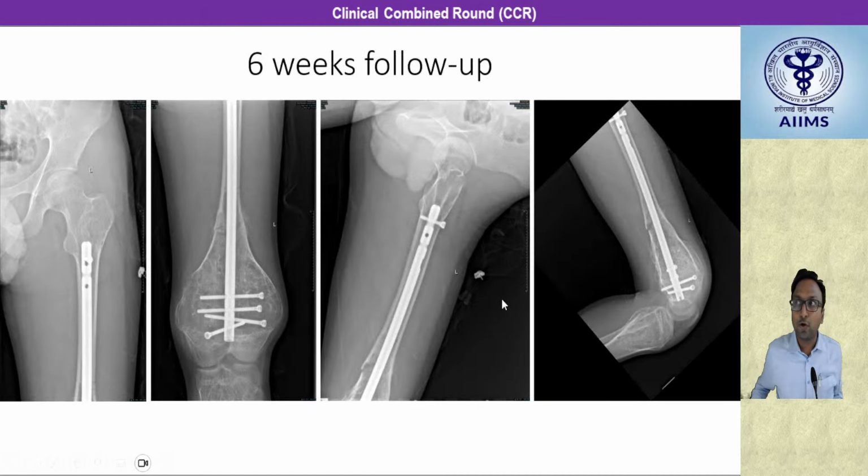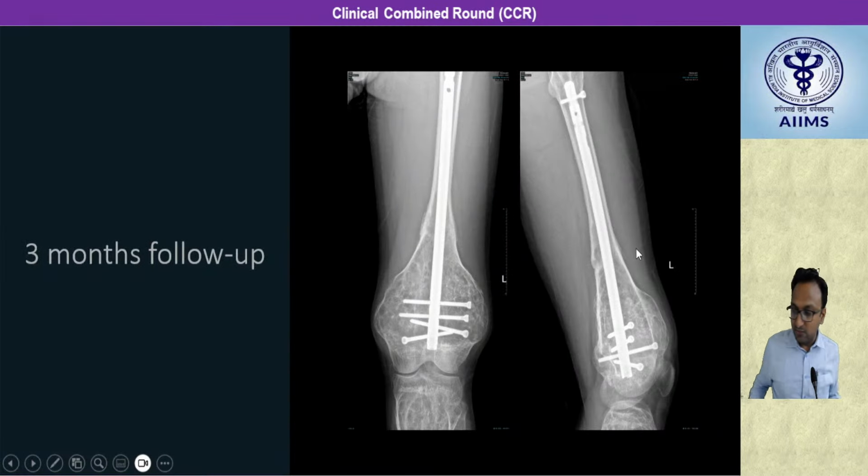And this is the 6 weeks follow-up of the patient, showing some callus formation, but at 3 months we saw a complete union in this patient. So we were also convinced that there is no delayed bone healing in these patients, because there is no literature to support us whether they heal in that position or not.